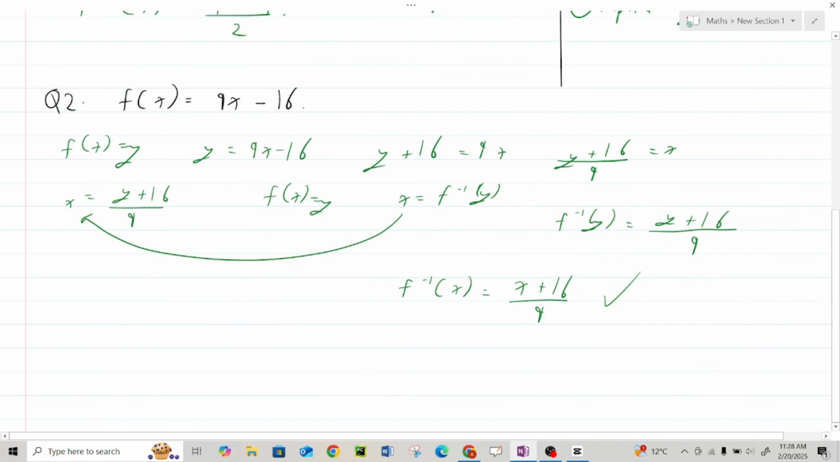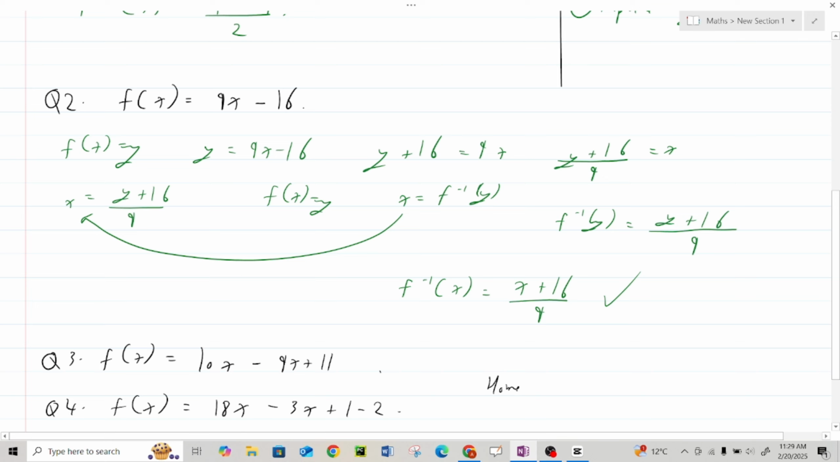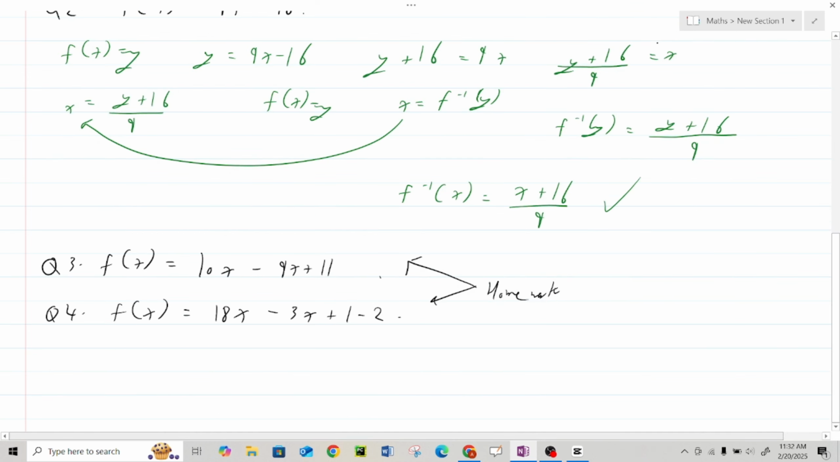Now I'm going to leave these two questions over here, and you guys can do them and leave the answers in the comments, and I'm going to check them and pin the right comment. Let's say I have f of x equals 10x minus 9x plus 11, and this is question number 3. Question number 4 is f of x equals 18x minus 3x plus 1 minus 2. These two are your homework. Do these two and I'll pin the right comment.